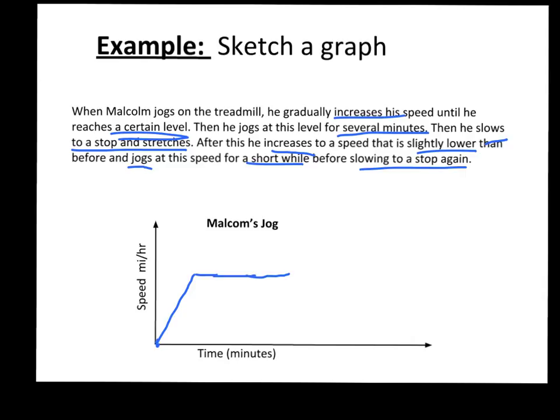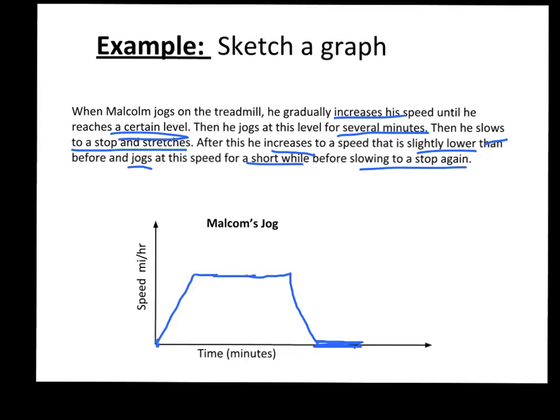Then he slows to a stop, so we're going to be decreasing down to 0. His speed is now stopped, and he stretches. During that stretching period, although his speed is stopped, time is still passing. For several minutes, he's stretching. So we have to have that line there at 0. It's not a point, okay? It's still a constant line.